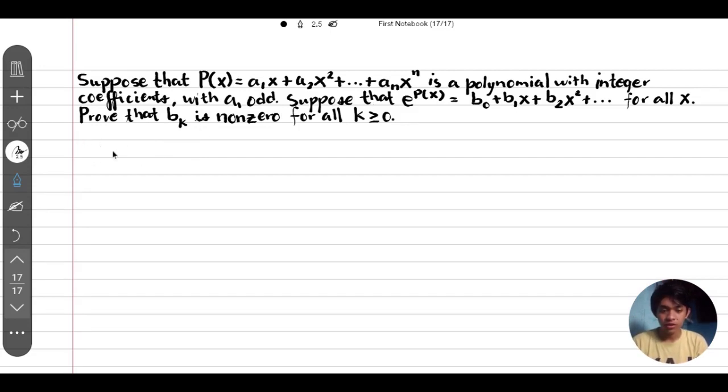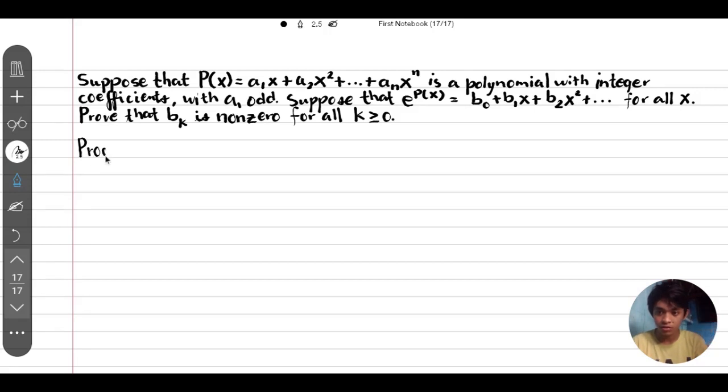If you wanted to try this problem, feel free to pause the video and click resume when you are ready to see the proof. So right now, let us prove this.